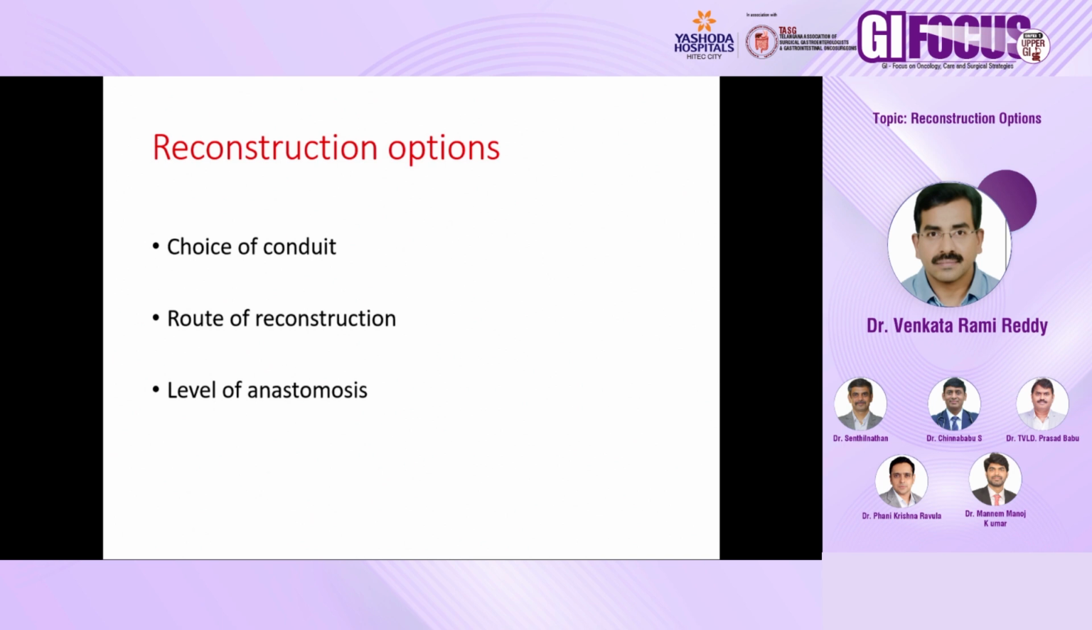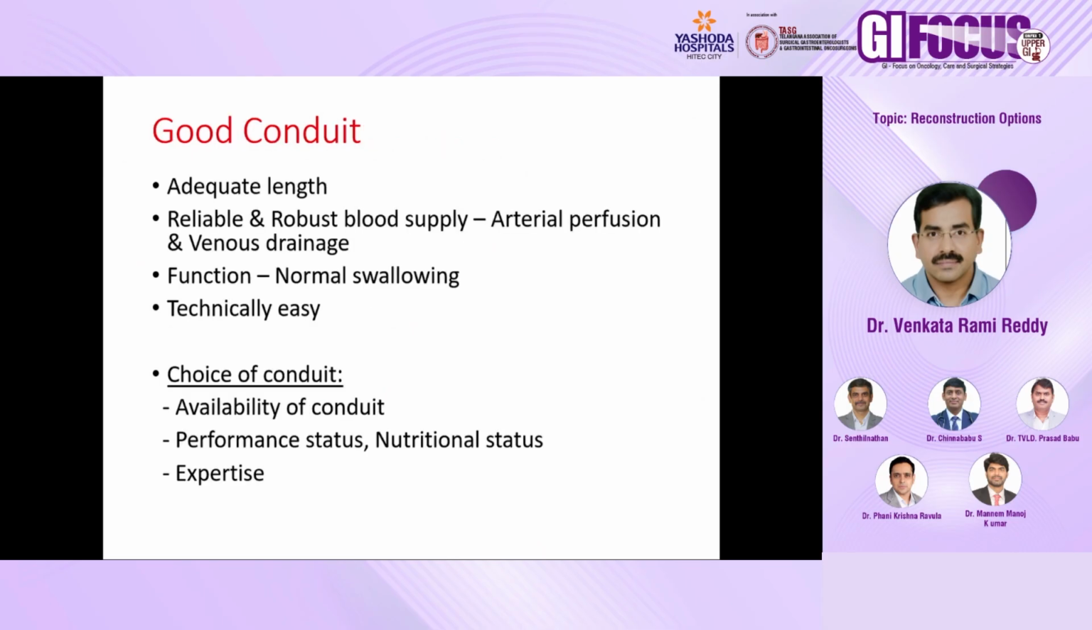Of course, for the route of reconstruction, there is not much debate, because in most cases of malignancies we take out the native esophagus, and most of the time it is the posterior mediastinal route that you take. Very occasionally, we go with retrosternal or something different. And the level of anastomosis naturally depends on what surgery you have done, either McKeown or Ivor Lewis and all that. Based on that, you decide the level of anastomosis.